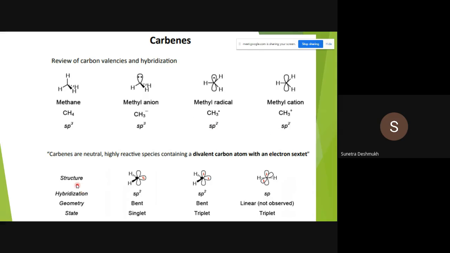Now the carbene structures. Here is the singlet carbene, and this one is the triplet carbene. So there are two types of carbene, singlet as well as triplet. The hybridization of singlet carbene is sp2, and the hybridization of triplet carbene is also sp2. The geometry of singlet carbene is bent, and triplet carbene is also bent. We'll see now what that part is.